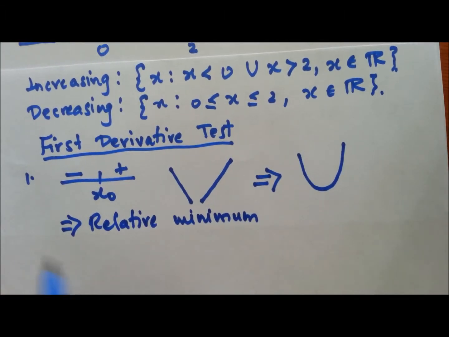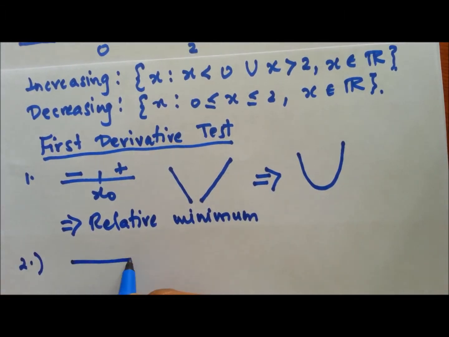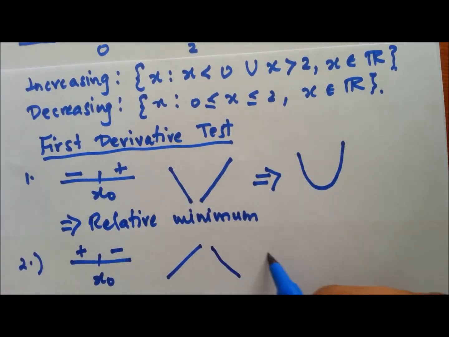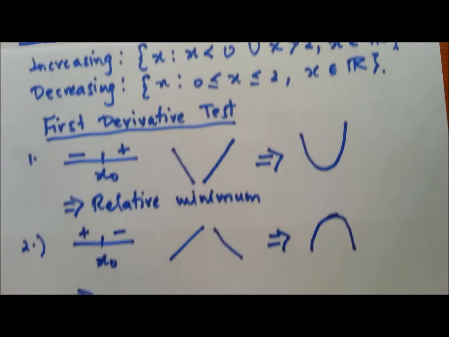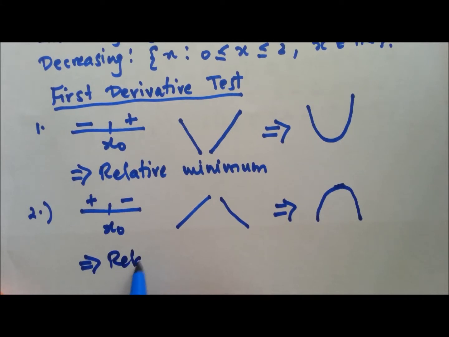Second, if we have a critical point x0 and to the right the slope is positive and to the left it is negative, so positive slope is upwards and negative slope is downwards. If you put that together, it is something like a hill. So that implies that it is a relative maximum.